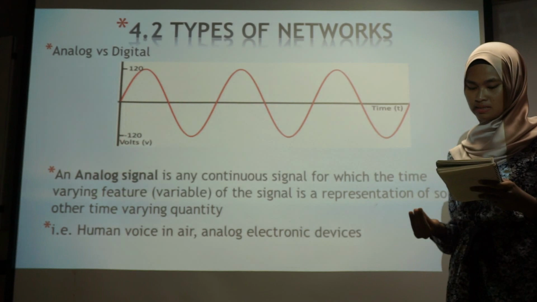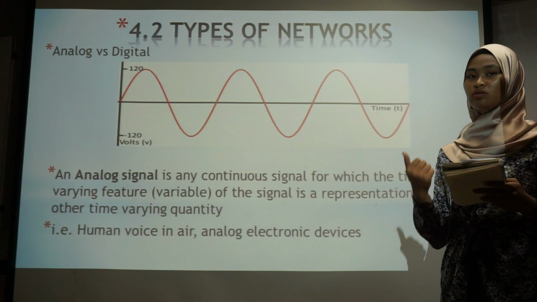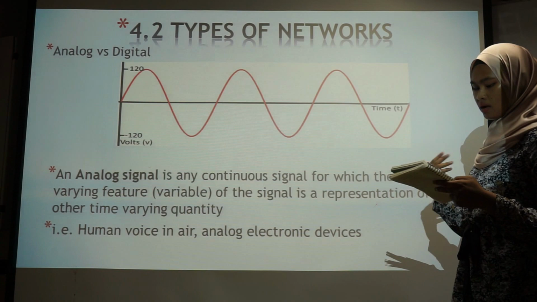In short, to understand analog signals, all signals that are natural or come naturally are analog signals. For example, human voice in air, natural sound, and analog electronic devices. Next.